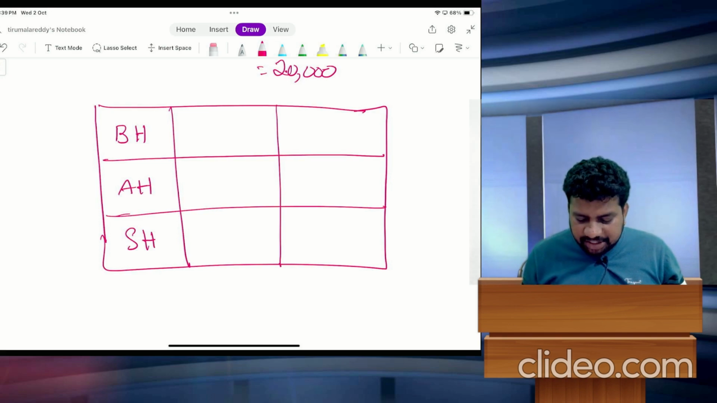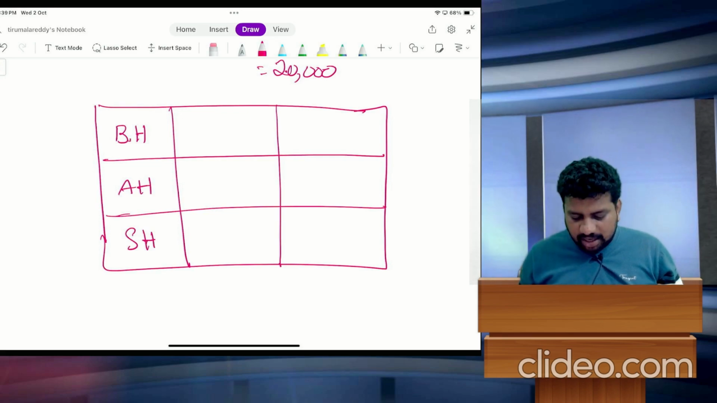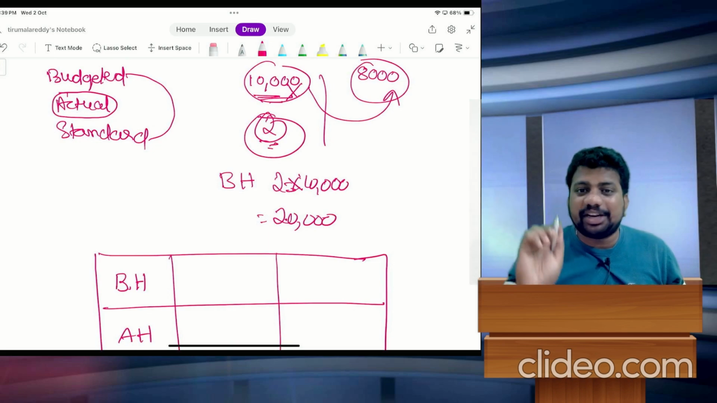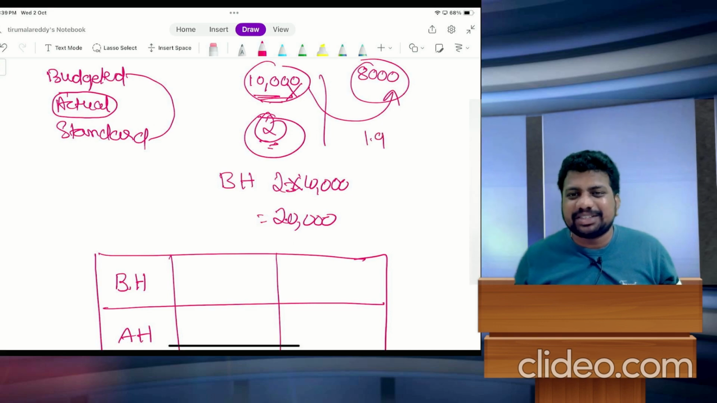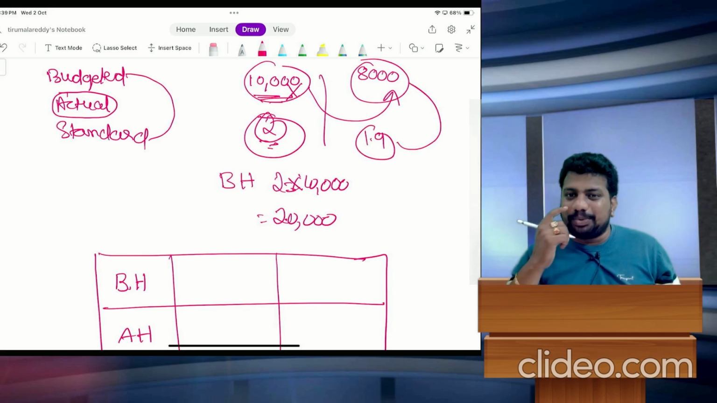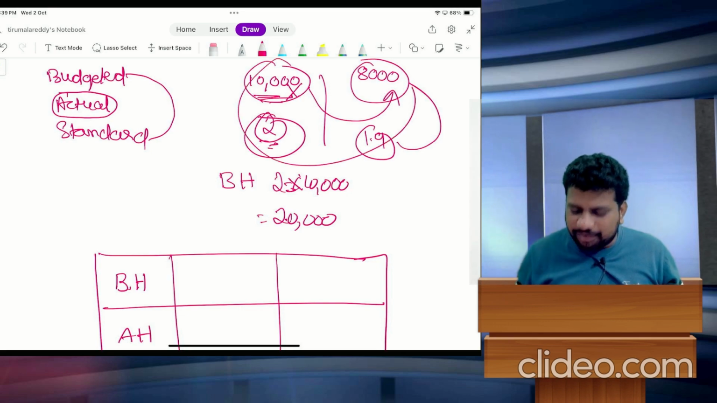So what are my budgeted hours? I think now we are comfortable with what budgeted hours and standard hours are. Then how to calculate actual hours? Simple. This is my expected duration per unit. In reality, I may take only 1.9 hours per unit. So this 1.9 multiplied by the actual output, those are called actual hours. So everything is running between these 3 or 4 numbers only.